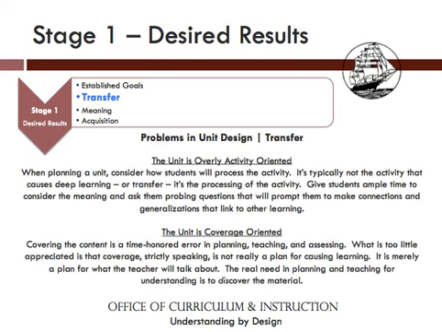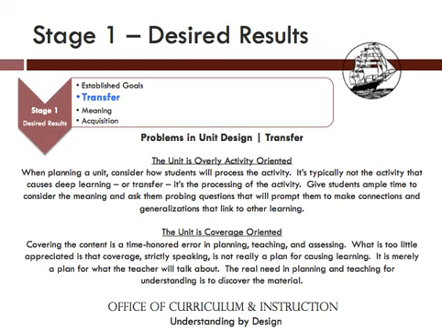So with that, let's look at a couple of the common pitfalls. And again, we're drawing from that same McTighe and Wiggins source book, Solving 25 Problems in Unit Design, and we call out two of their problems within stage one. The first being that the unit is overly activity oriented.